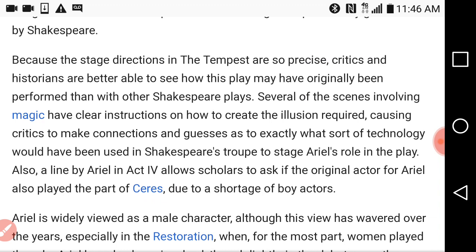Because the stage directions of The Tempest are so precise, critics and historians are better able to see how this play may have originally been performed, and with other Shakespeare plays, several of the scenes involving magic have clear instructions on how to create the illusion required.